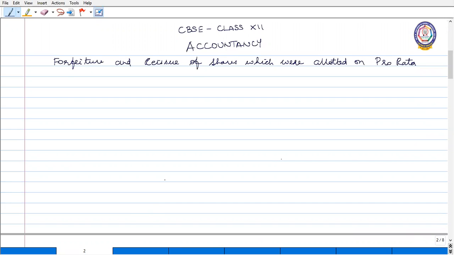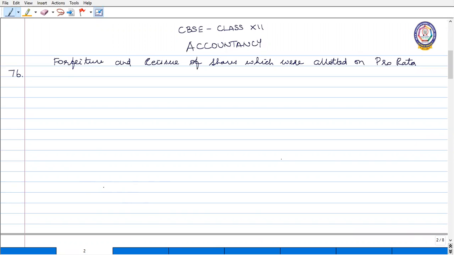Today we are going to learn how to pass journal entries for forfeiture and reissue of shares which were allotted on pro rata. Now we'll learn it by solving sum number 76 from the exercise.